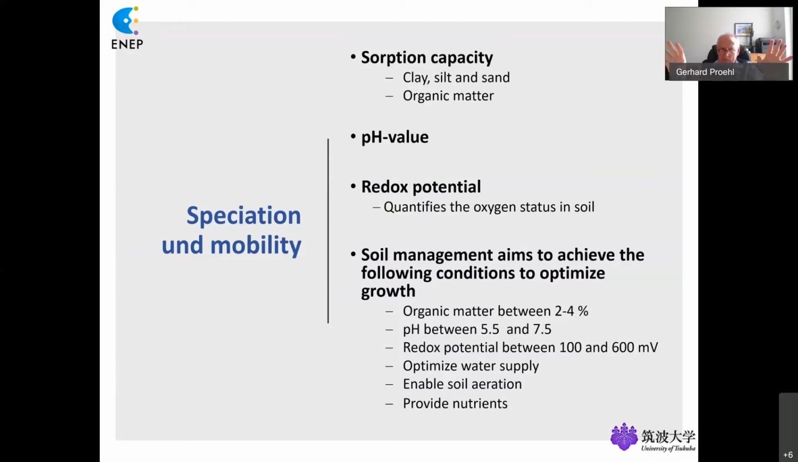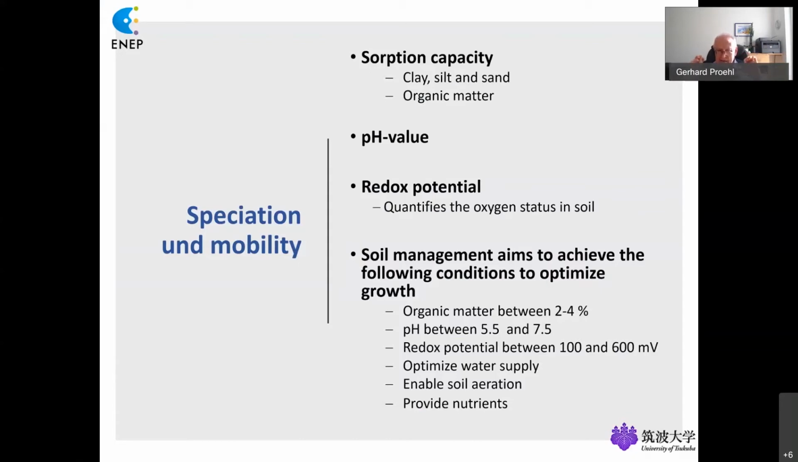Of course, when we cultivate crops, we have to be aware that soil management aims to achieve favorable conditions for plant growth. And these are the following conditions. It's about having organic matter of a few percent at least, a pH between 5.5 and 7.5 or 5.0, depending on soil and on the crop. We have also a positive redox potential between 100 and 600 millivolts. It means that you have a good aeration of the soil. Of course, this does not apply for rice.